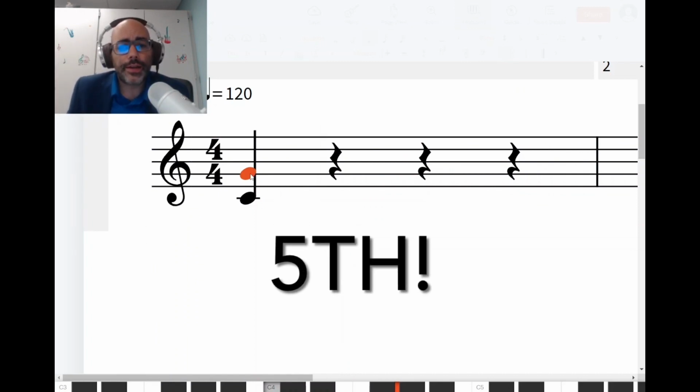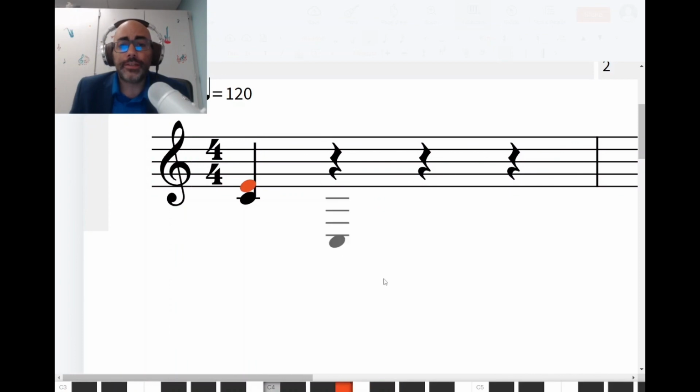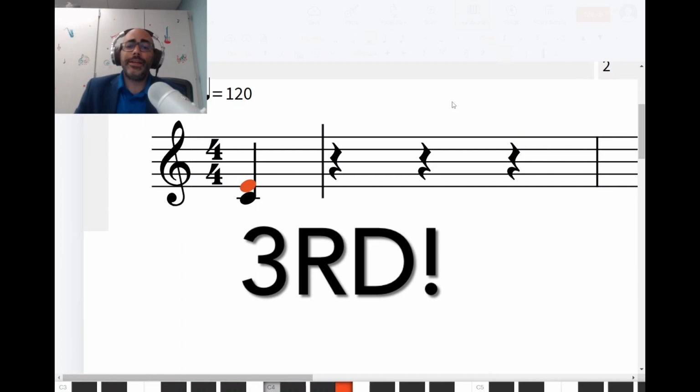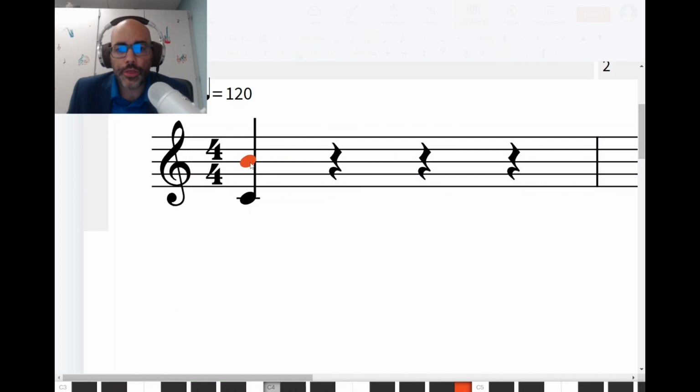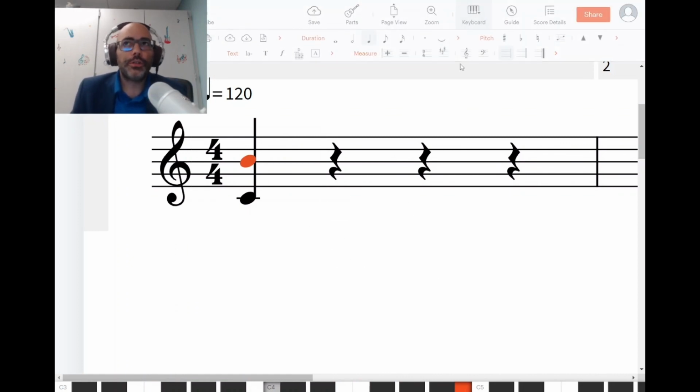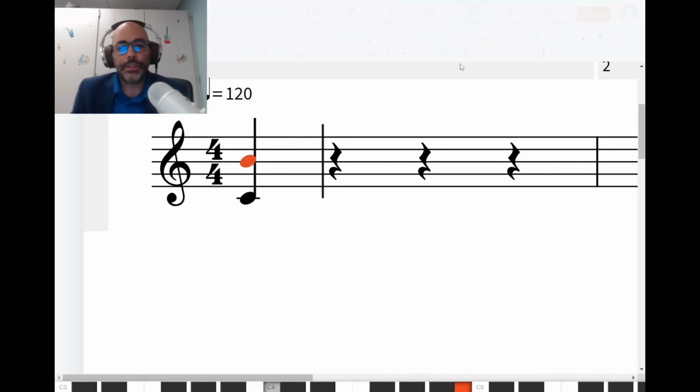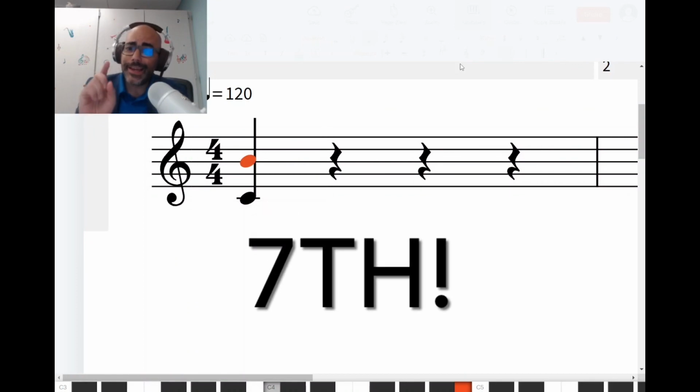Now let's go to our next interval. Please name this interval. If you said a third, you're correct, it is a third. Let's go to the next interval. Name this interval. If you said a seventh, you're correct. It is a seventh. C to B is a seventh. Let's count. 1, 2, 3, 4, 5, 6, 7.